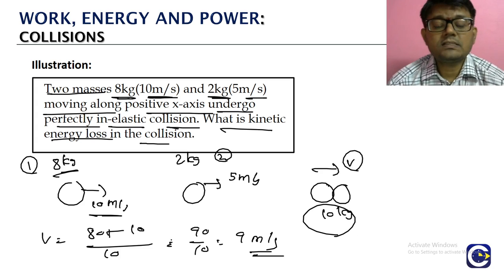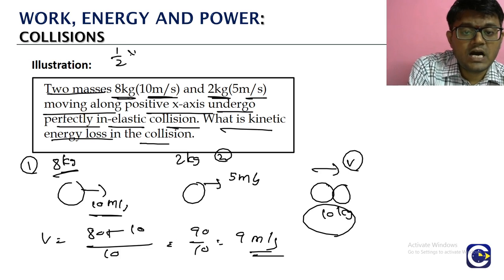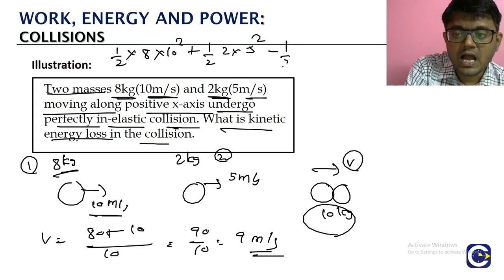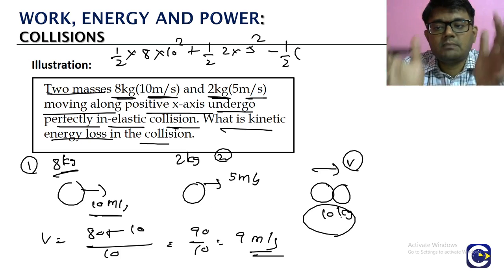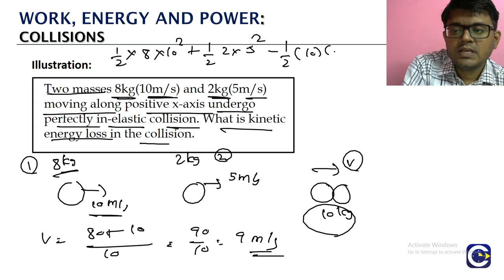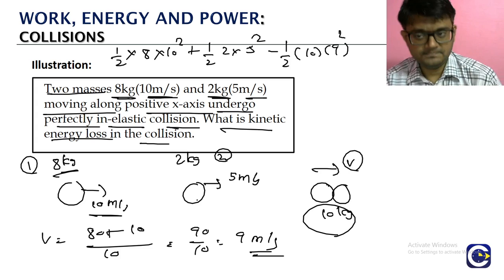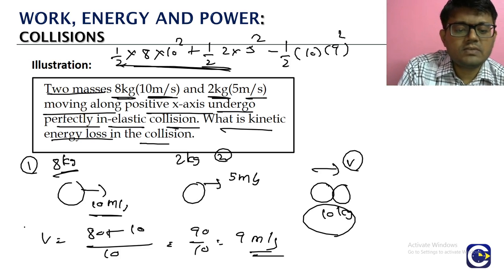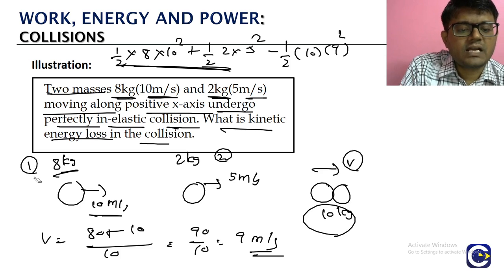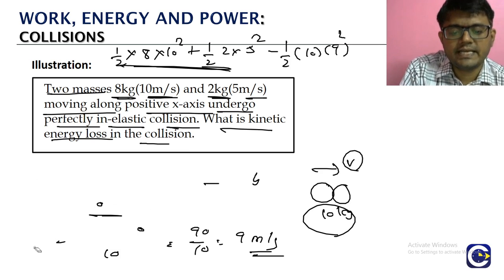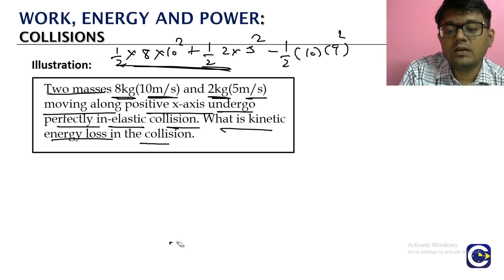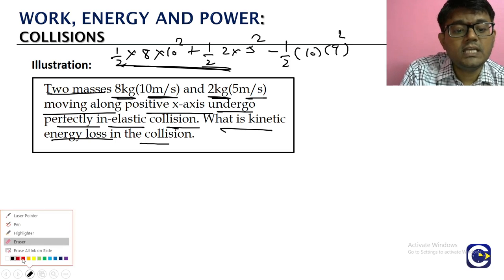Loss of kinetic energy is the initial kinetic energy, half m1 u1 square plus half m2 u2 square, minus half into the combined mass of 10 into velocity 9 squared. This is the initial kinetic energy of both particles, from which we subtract the final kinetic energy of the combined mass. See, we can solve these kinds of questions so easily without remembering the formula.